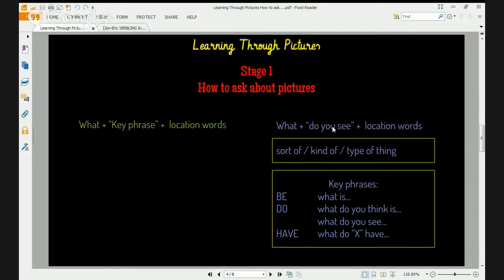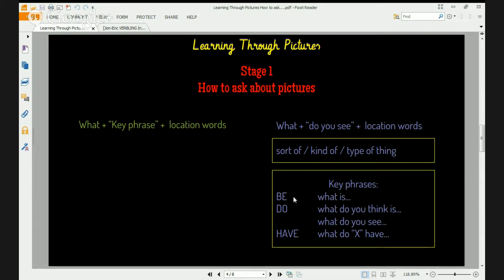What do you see is the key phrase, and then location words like what do you see on the right, what do you see on the left, what do you see above, what do you see below. In the second box, you can add extra words like sort of, kind of, type of. What sort of thing, what type of thing do you see on the left? In the bottom, you can see some key phrases.